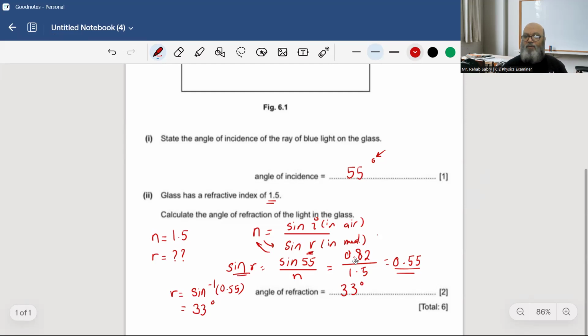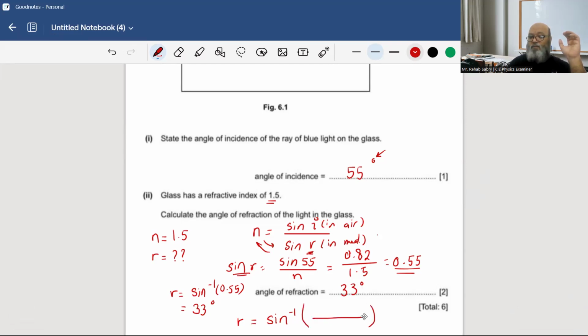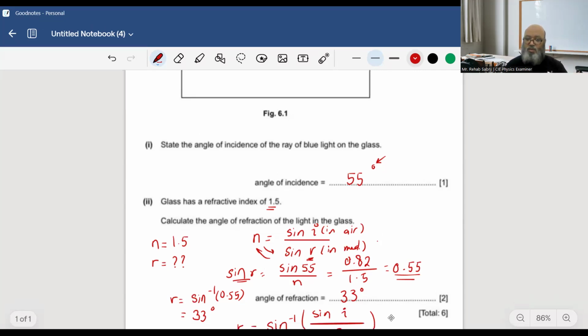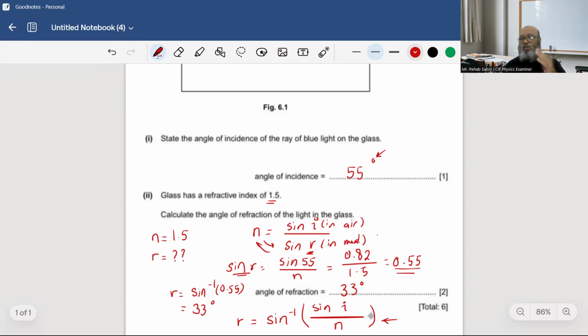We solved the problem, but generally, if you want to use a formula to find the angle of refraction directly in this kind of question, it will be r equals shift sine of sine i divided by n. You can use this directly or use the method that we explained. I hope it's useful.